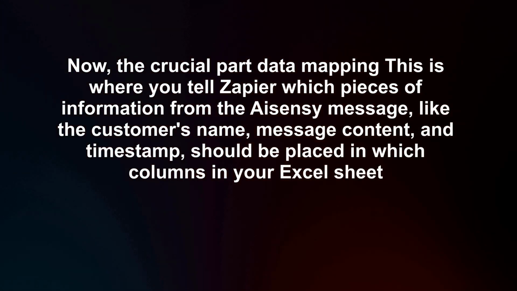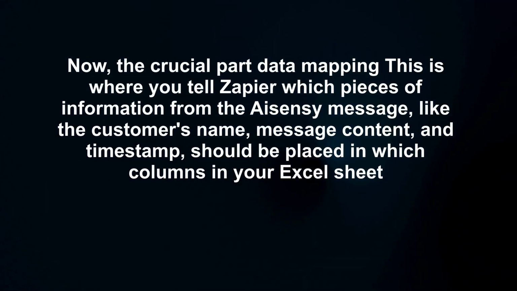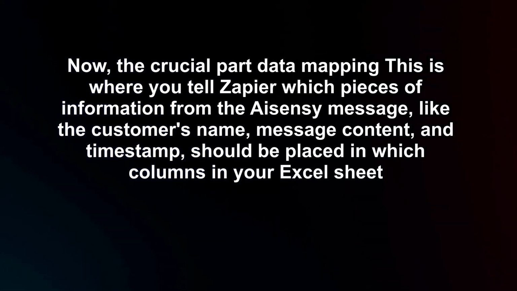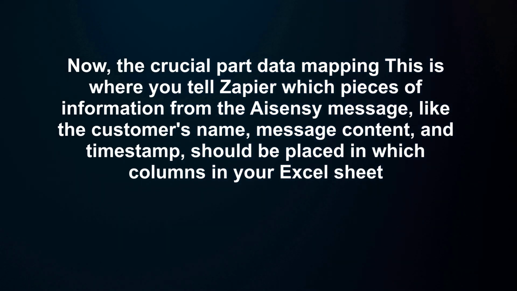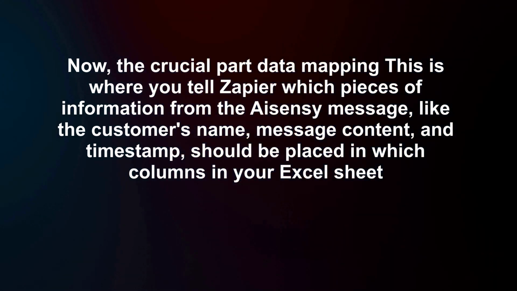Now, the crucial part, data mapping. This is where you tell Zapier which pieces of information from the Aisensy message, like the customer's name, message content, and timestamp, should be placed in which columns in your Excel sheet.